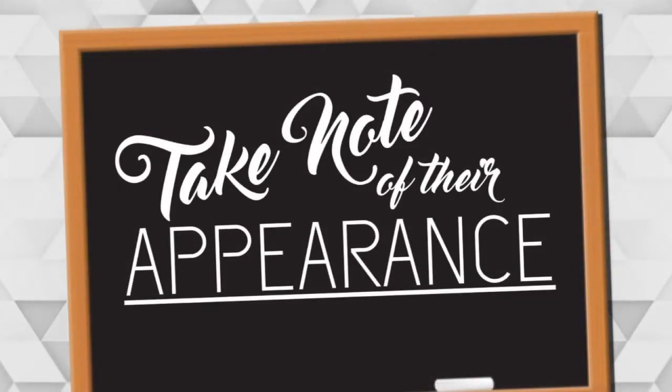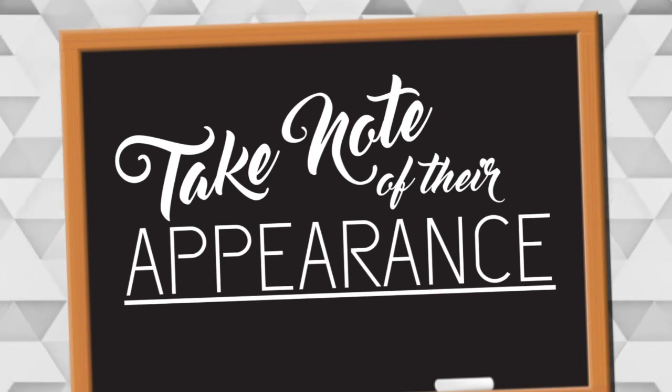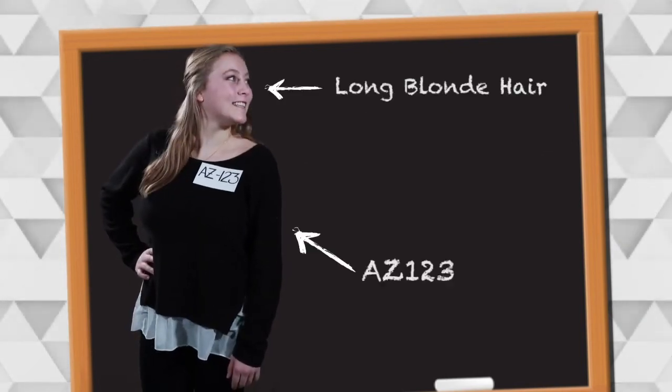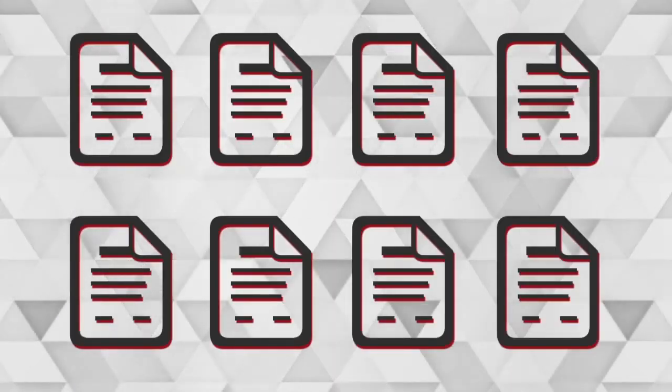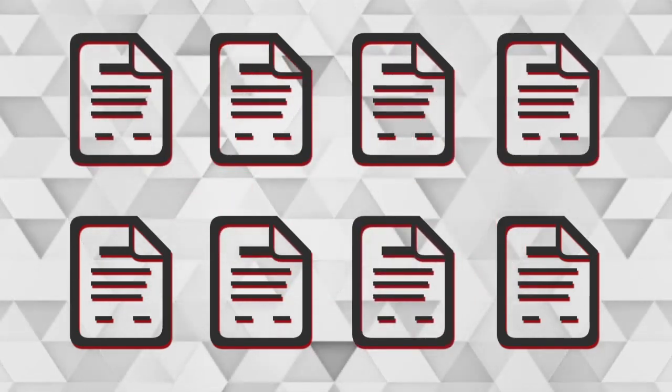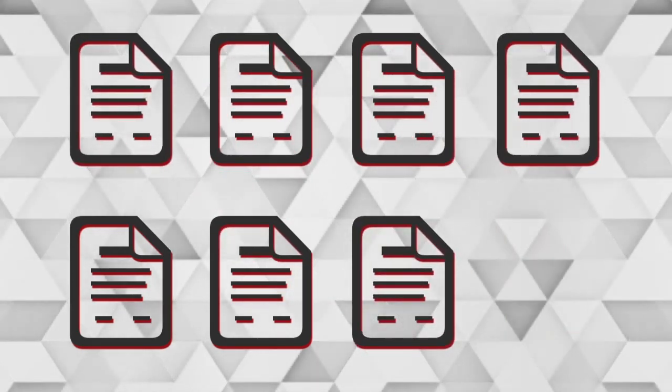At the beginning of the round, take note of their appearance. You can label them in whatever way makes the most sense to you. Use their hair color or style, accessories, and clothes. For example, AZ123, long blonde hair, black sweater. At the beginning of the round, you will receive an item of legislation from each competitor. You decide the order they debate the legislation in, but they will decide how many bills and resolutions get debated. You might see them debate one or all of them.